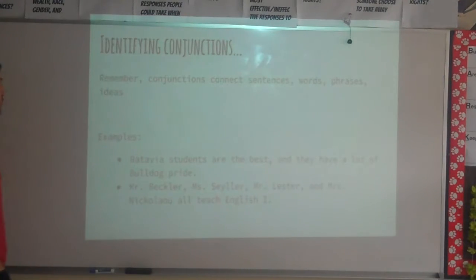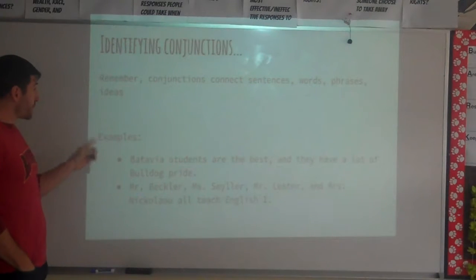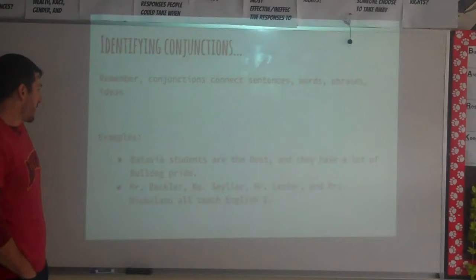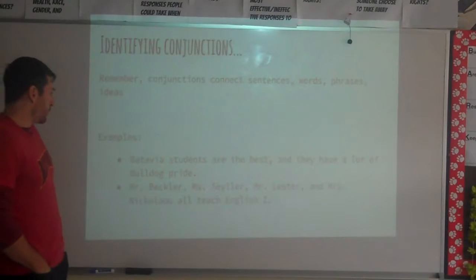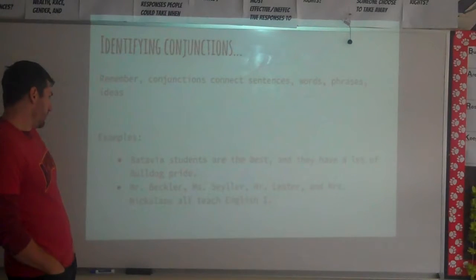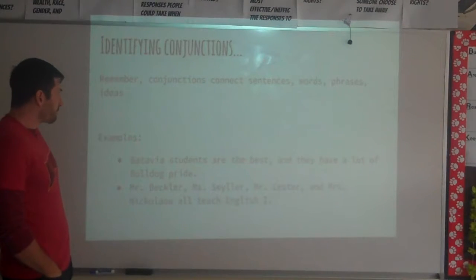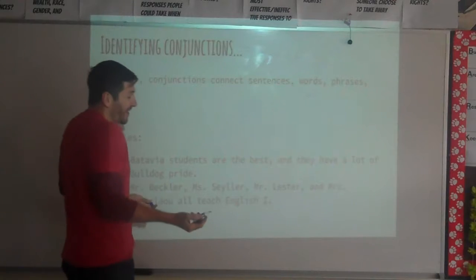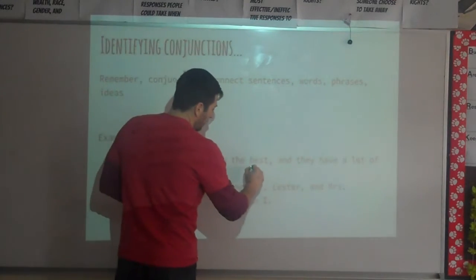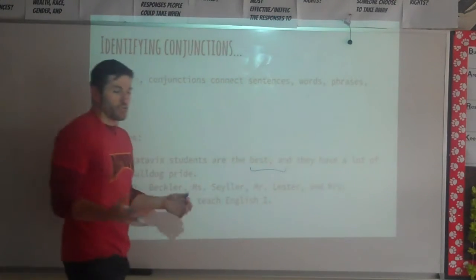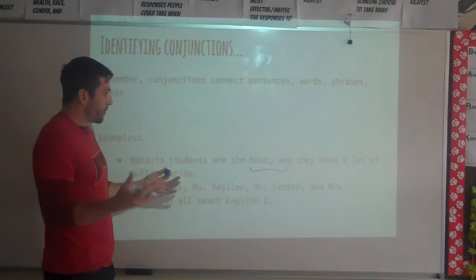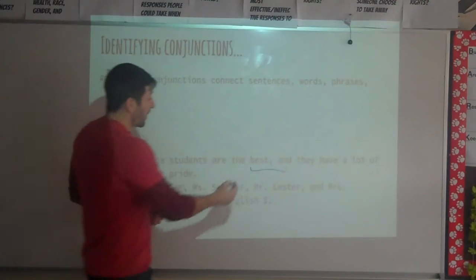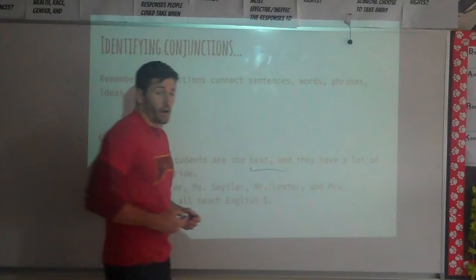Alright, so identifying conjunctions. So remember, conjunctions connect sentences, words, phrases, and ideas. So an example, Batavia students are the best and they have a lot of bulldog pride. Whoop whoop! Alright, so conjunction. What you want to always look for, right? So not always, but you want to look in that middle of the sentence, right? Because oftentimes conjunctions are going to connect two parts of a sentence, right? You might look for a comma that might offset it.